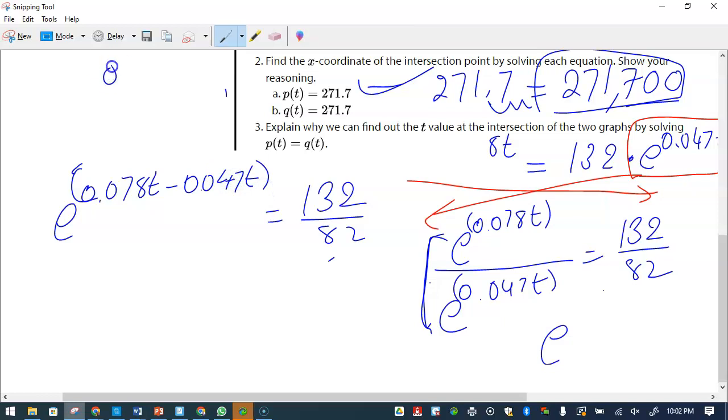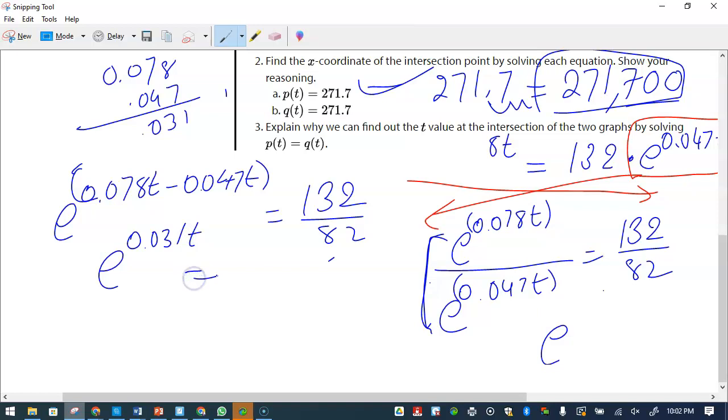Okay, so 0.078, and if you are subtracting 0.047, and if you subtract, you get 0.031, right? So this is going to be 0.031t equals 132 over 82 stays the same, and I don't want to do nothing.